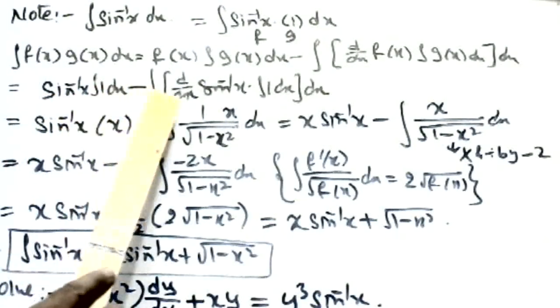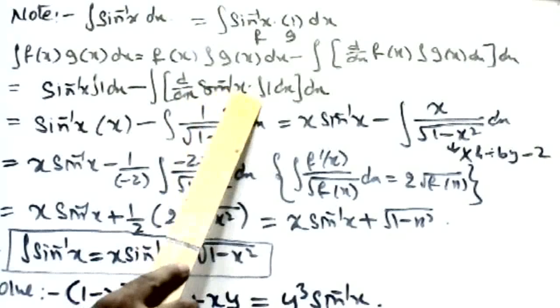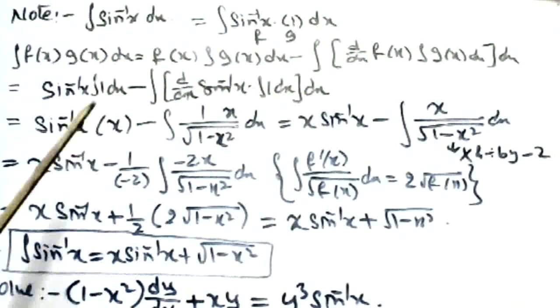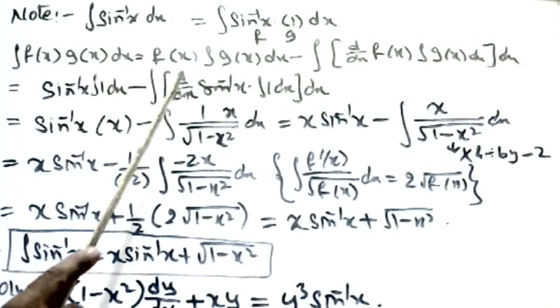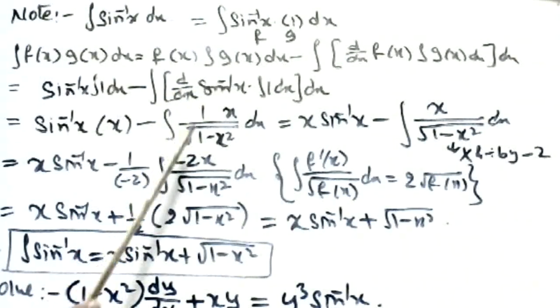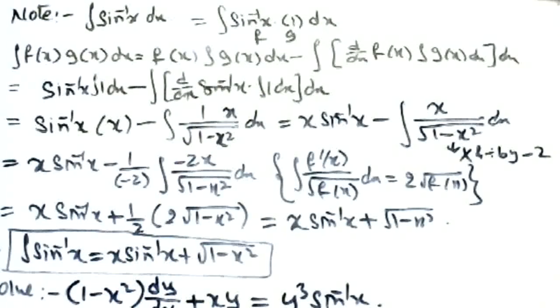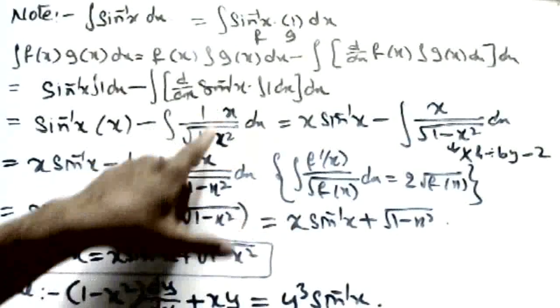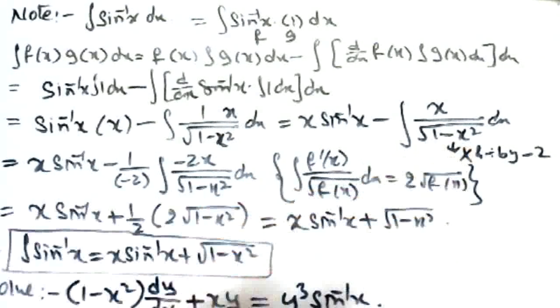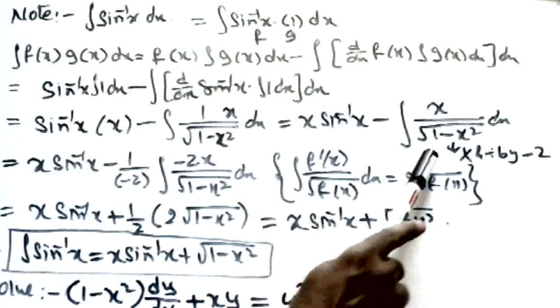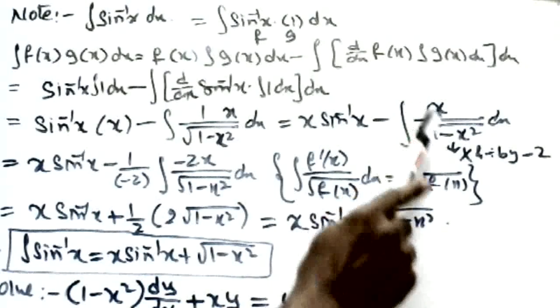Let's use the formula: f of x integration of g of x minus whole integration d by dx of f of x integration of g of x dx whole dx. Now integration of 1 is x. D by dx of sine inverse x is 1 by under root of 1 minus x square. Now you write this x here: x sine inverse x minus x by under root of 1 minus x square whole dx.